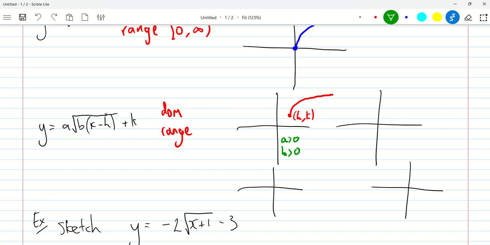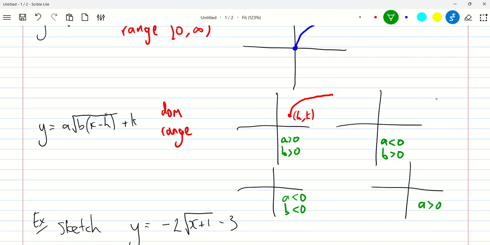Let's have a think about if we've got other things. So we'll do a less than 0, b greater than 0. Then we'll do a less than 0 and b less than 0. Which combination haven't I got left? I still need to do a greater than 0 and b less than 0. So let's just have a think about what these look like.